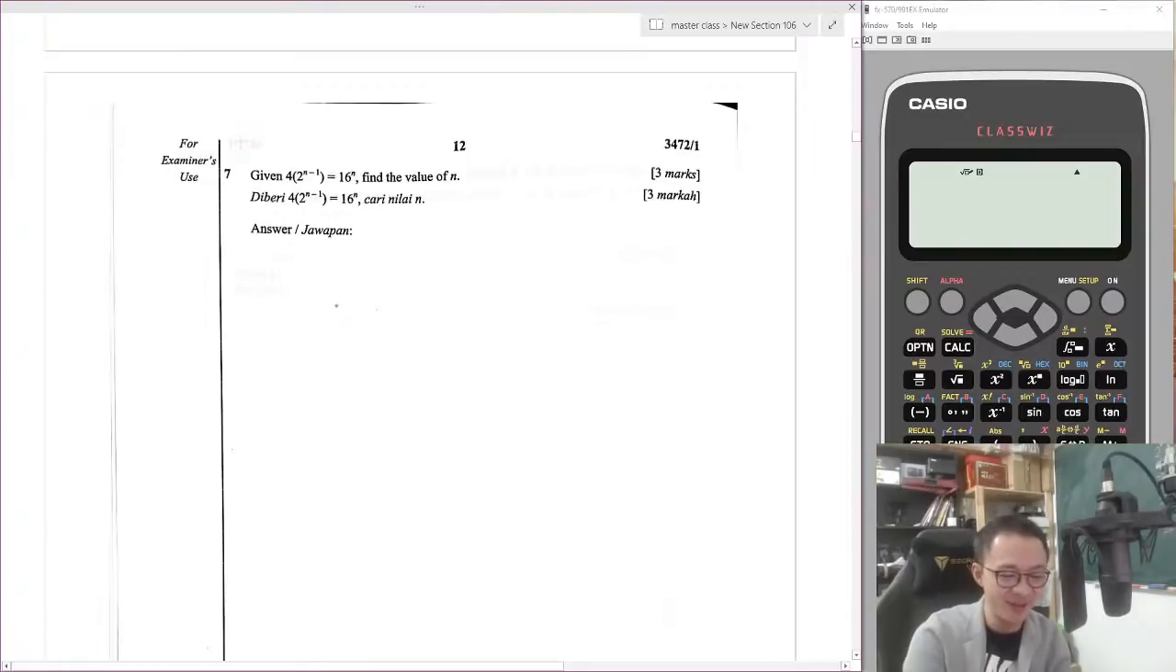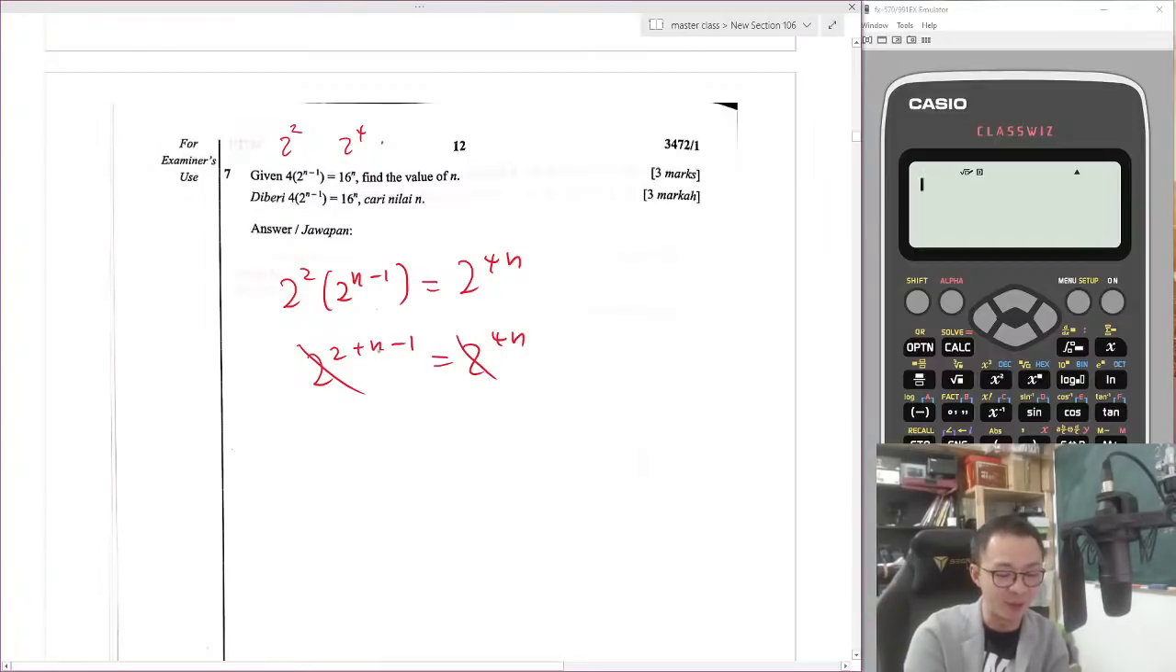Okay, number 7. Yeah, it's a very easy question about indices. 4 is 2 to the power of 2, 16 is 2 to the power of 4. So I change it to 2 to the power of 2 multiplied by 2 to the power of n minus 1 equals 2 to the power of 4n. Multiply means add the powers. Then both sides only have base 2, so I can cancel out and compare the powers only. This is n plus 1 equals 4n, so 3n equals 1, n equals 1 over 3.